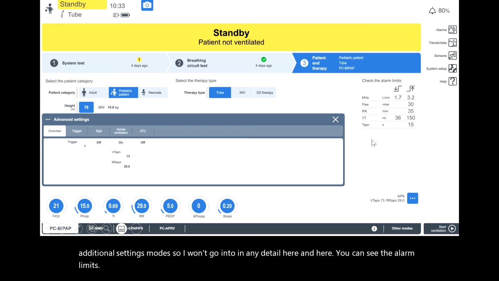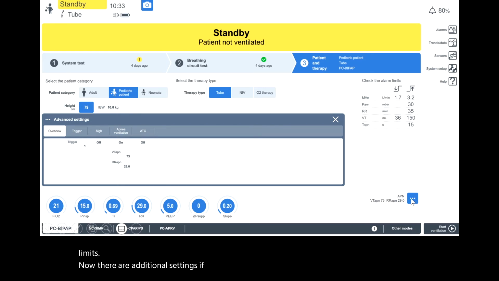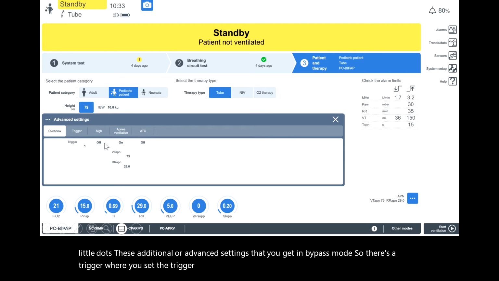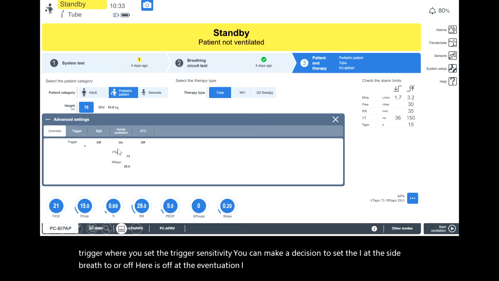Now there are additional settings. If you press this little button here where you've got the three little dots, these are additional or advanced settings that you get in BiPAP mode. So there's a trigger where you set the trigger sensitivity. You can make a decision to set the sigh breath to on or off. Here it's off. Apnea ventilation, I mentioned earlier, is already set to on.